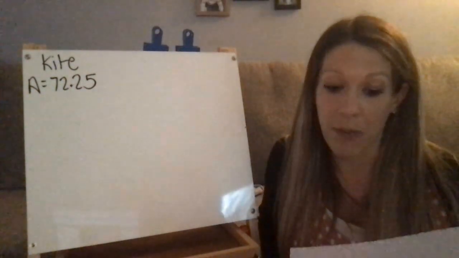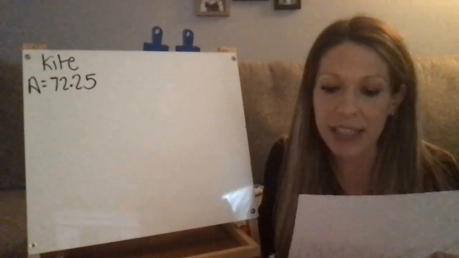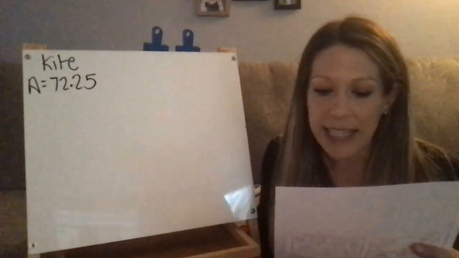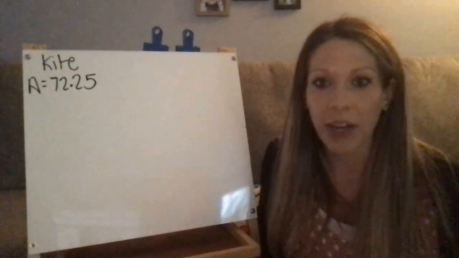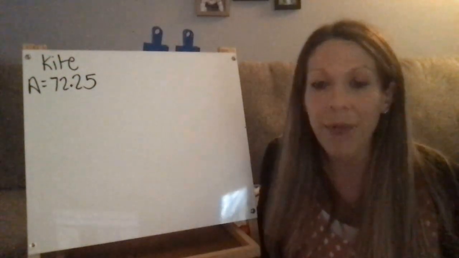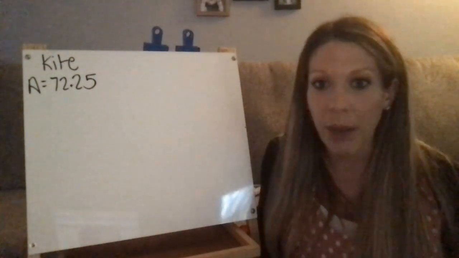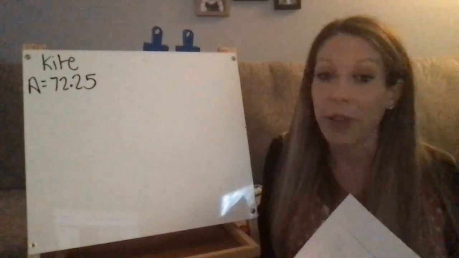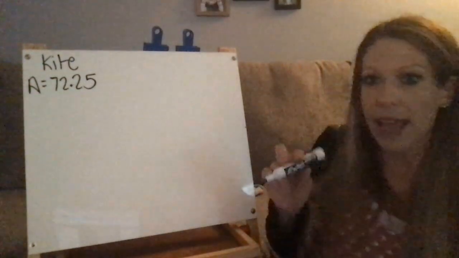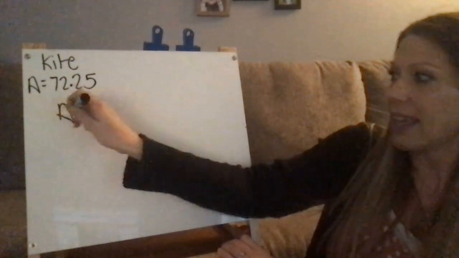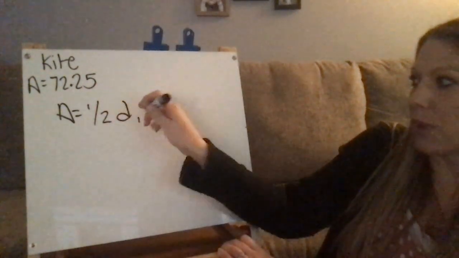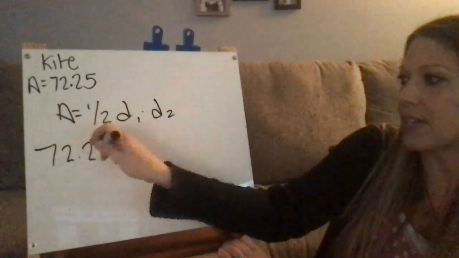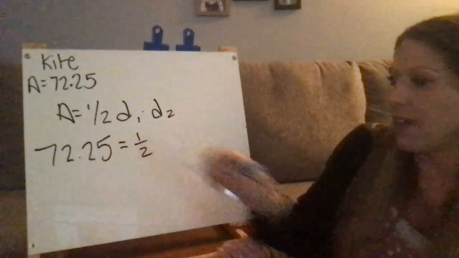We are on slide 2 on the back now. We have a word problem where it says the diagonal of a kite is twice as long as the other diagonal. The area of the kite is 72.25 square inches. What are the lengths of the diagonals? So anytime we have to find a missing dimension, start by writing down the area formula or whatever formula that we need. In this case, we're talking about a kite. We know the kite's area, and the area formula for a kite is 1/2 diagonal 1 times diagonal 2. And we know that area, so I'll go ahead and substitute 72.25 there for the area.